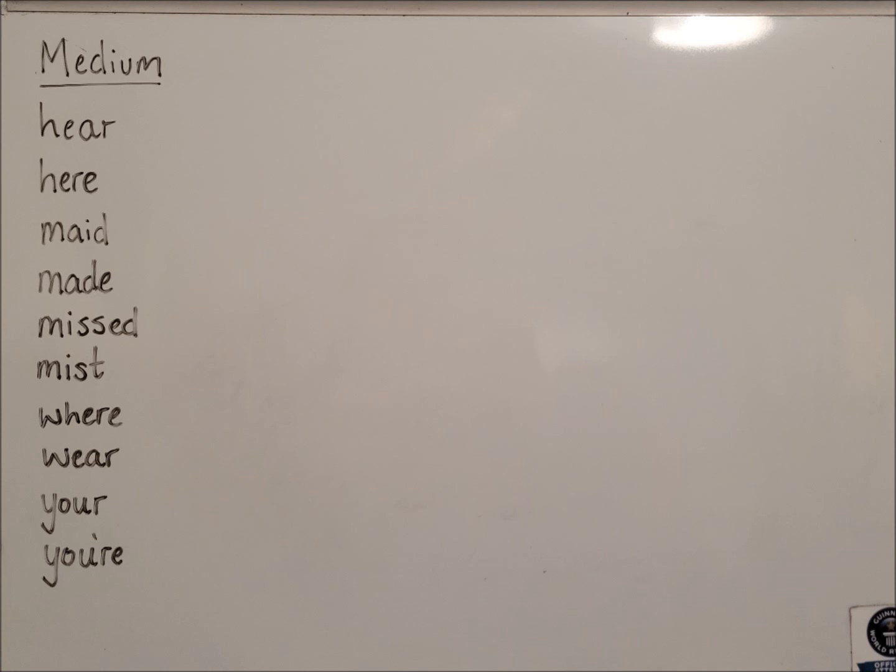So the first list is the medium list. So we have got here, here, made and made, missed and missed, where and where, your and you're. Let's go through and find out the meanings for each of these words.